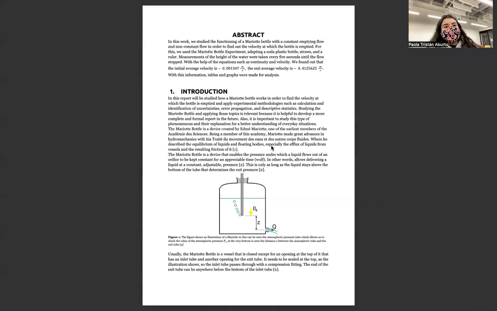With the help of some equations, such as the continuity equation and velocity, we found that the initial average velocity is minus 0.001347 meters per second, and the exit average velocity is minus 0.4125 meters per second. So, as we mentioned before, the Mariotte bottle was studied so we can find out the velocity.